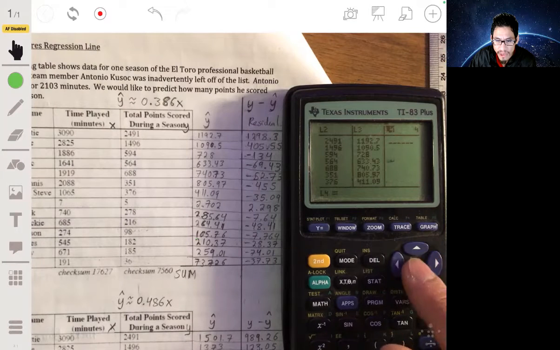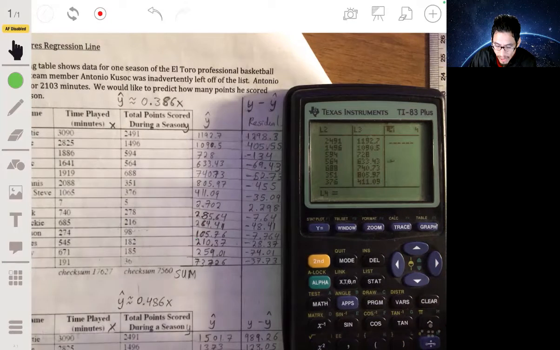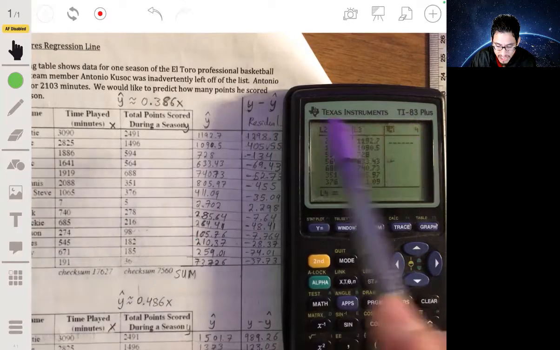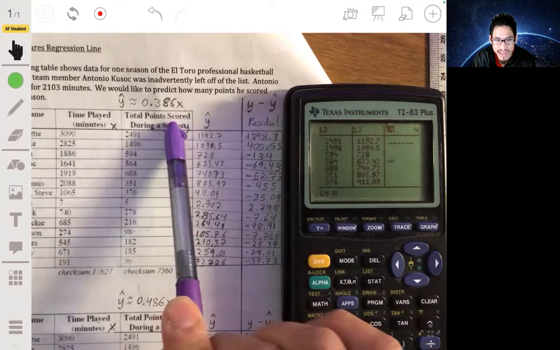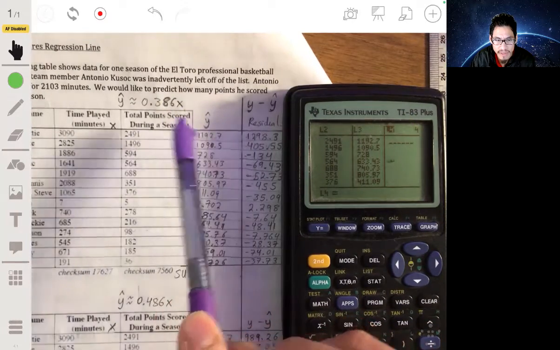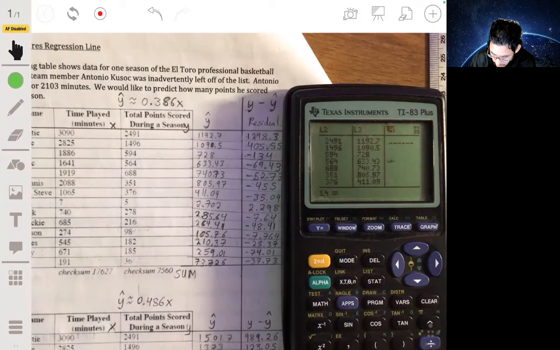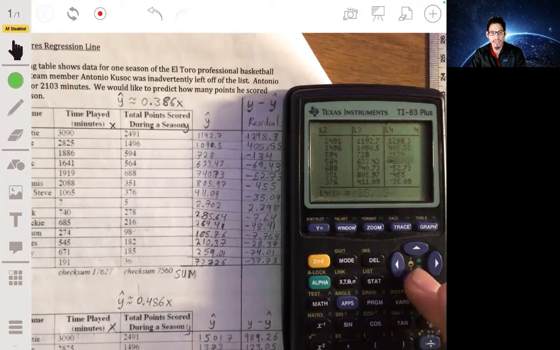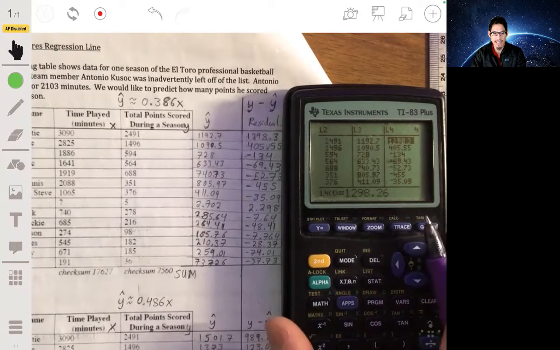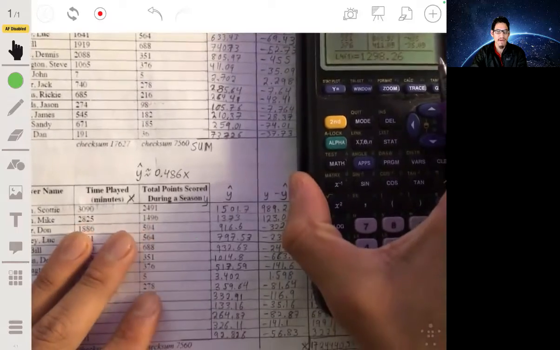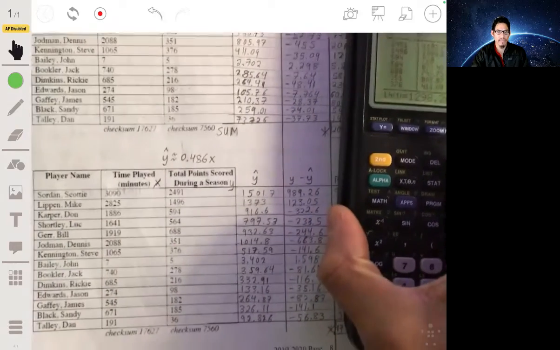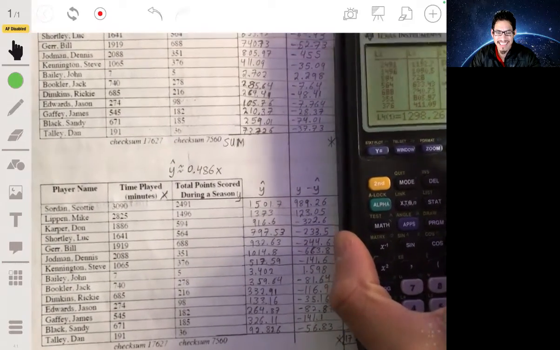Now in list 4, I can actually find the residuals by highlighting list 4. Remember, the residuals are the actual y values, which is in list 2, minus the predicted, which I just created. So it'll be L2 minus L3, and I'll get my residuals in list 4. And I can do that same thing for the equation of my other line, which I did down here. So I did both of my equations.